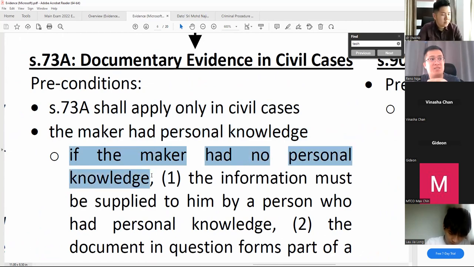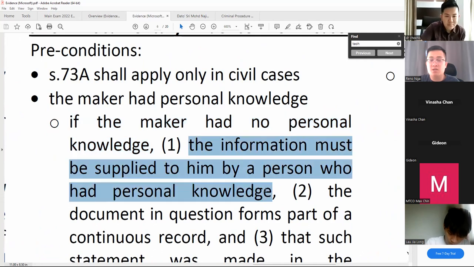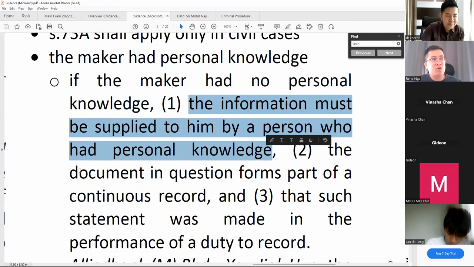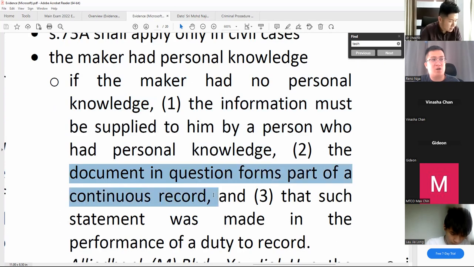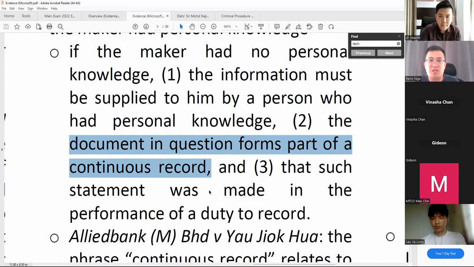If the maker had no personal knowledge, the information must be supplied to him by a person who has personal knowledge. So I use the same example. My girlfriend doesn't know CLP, never mind, as I supplied to her, and I have personal knowledge. Number two, the document in question forms part of a continuous record. Yes, I am continuously doing my notes, or they are continuously doing the contra notes. It's part of their job, they're just recording. Number three, such statement was made in the performance of a duty to record. So my duty is to record. Then this kind of evidence, although without personal knowledge, is fine.